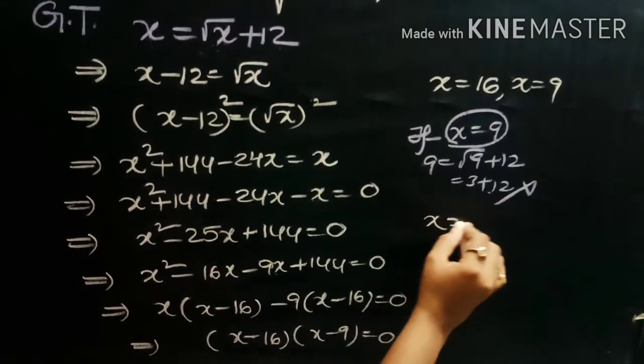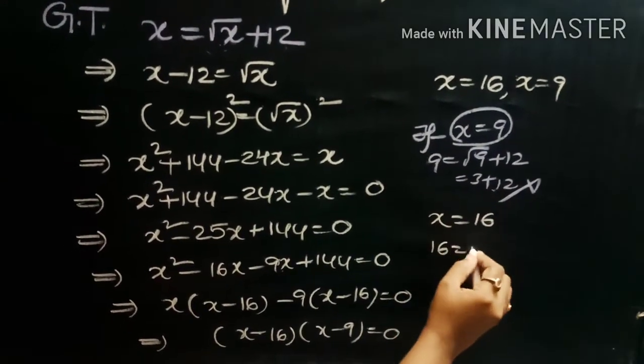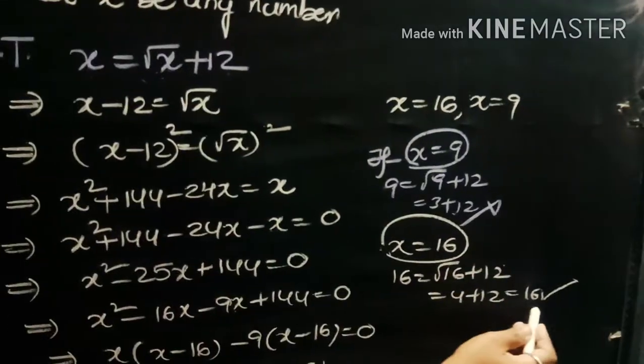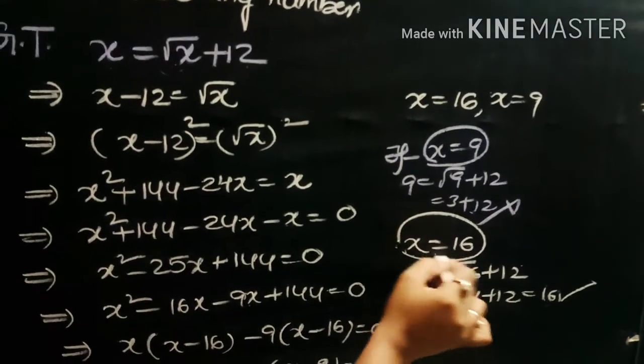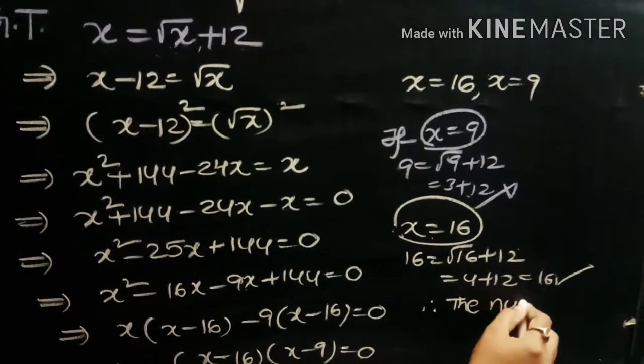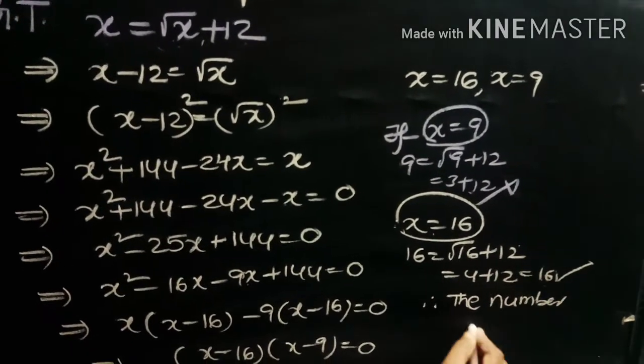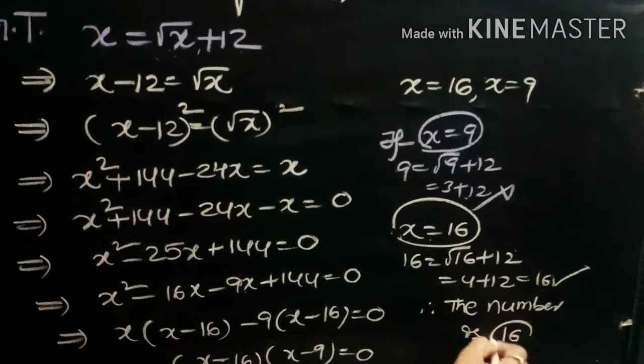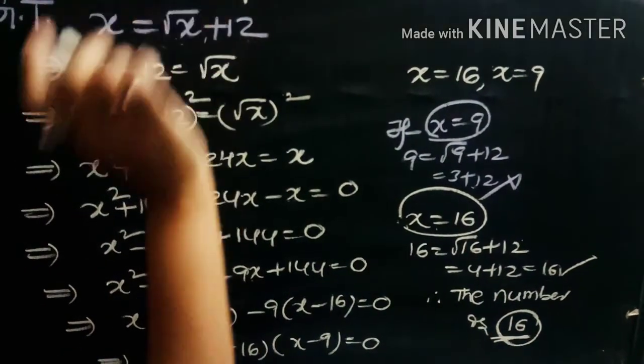Next we take x is equal to 16. Then what does it return? 16 is equal to root 16 plus 12, that is 4 plus 12 is equal to 16. So x is equal to 16 satisfies the equation. Therefore the number is only 16. This is the only number which satisfies the given condition. That's all.